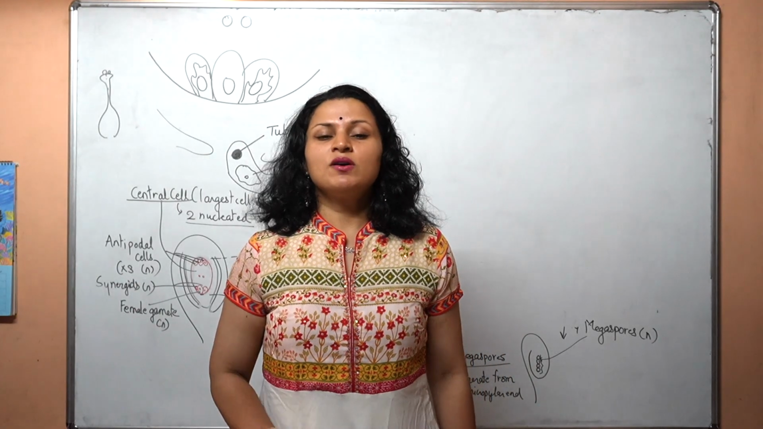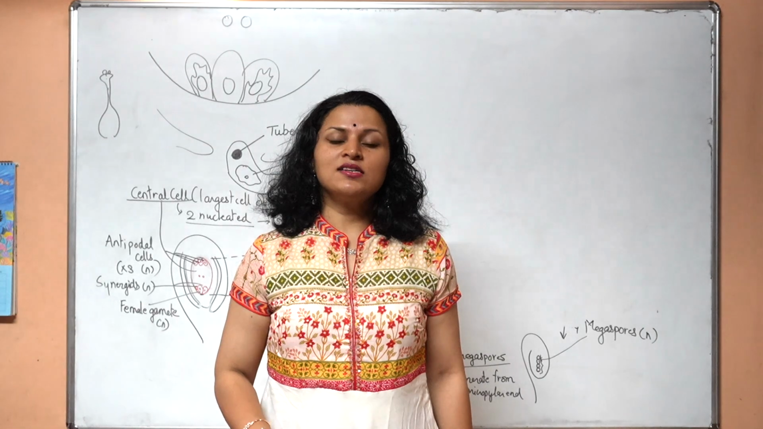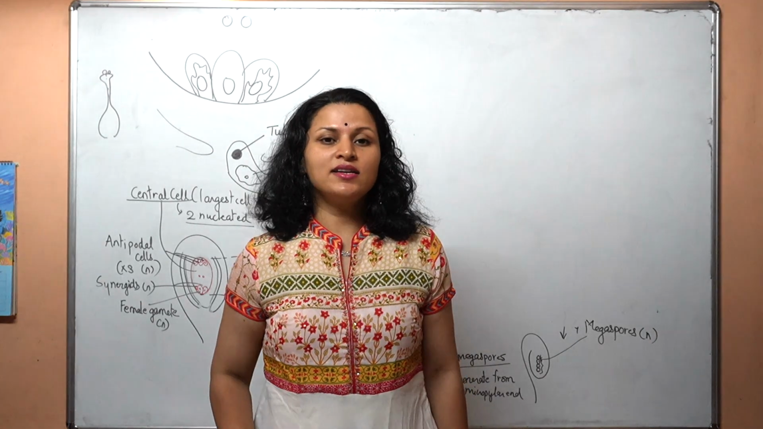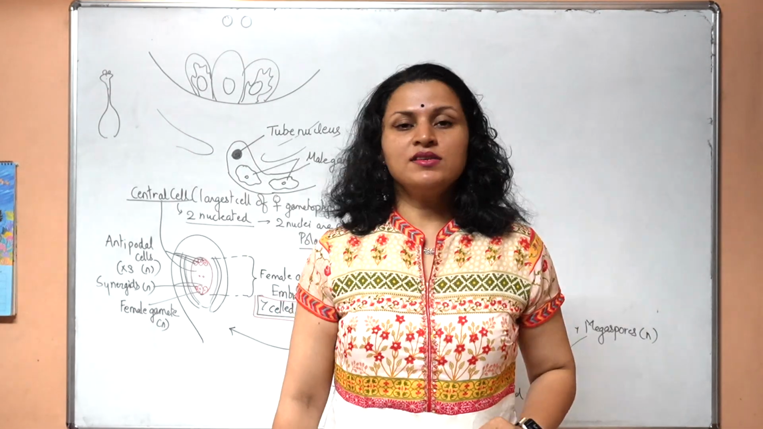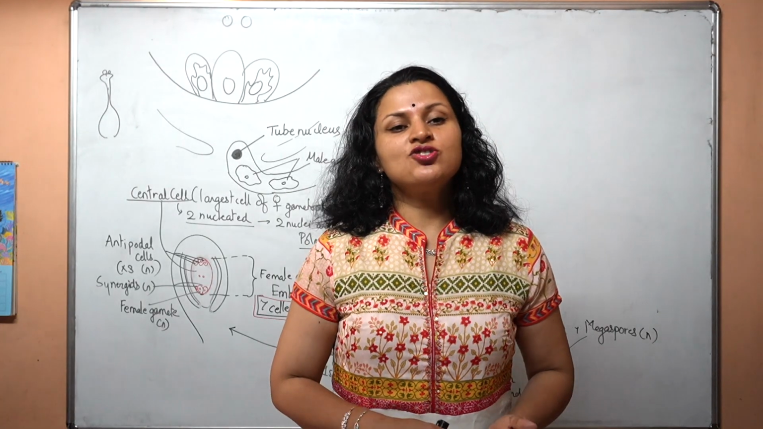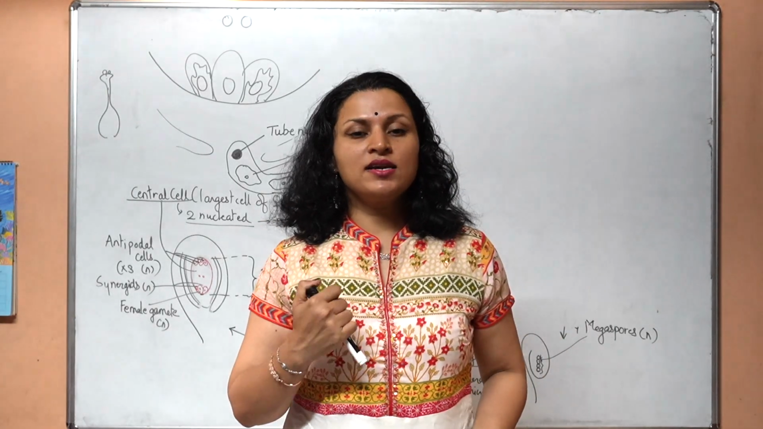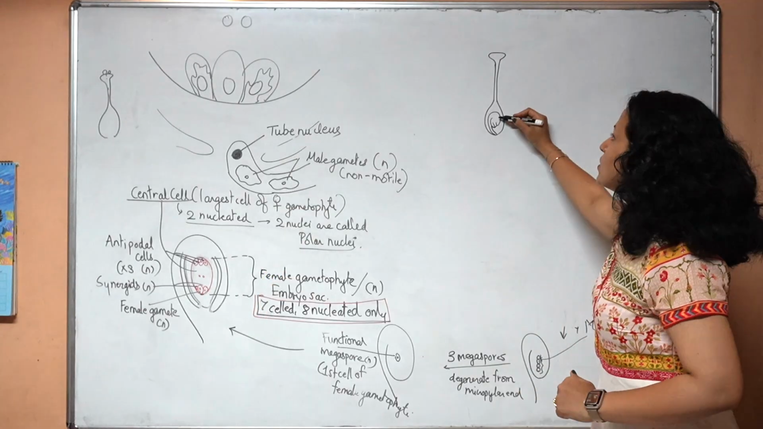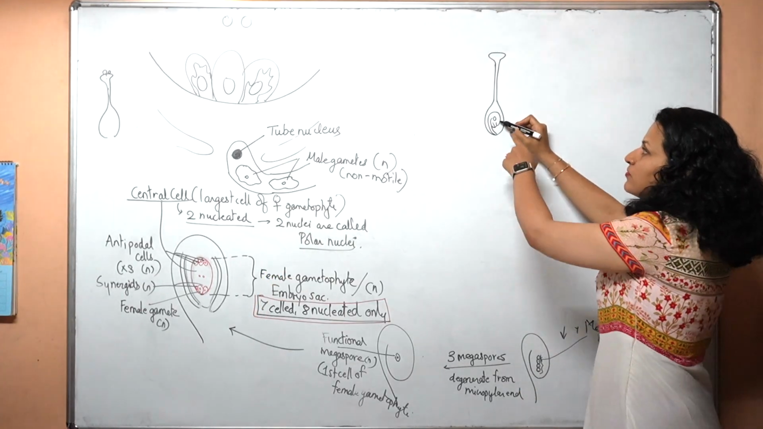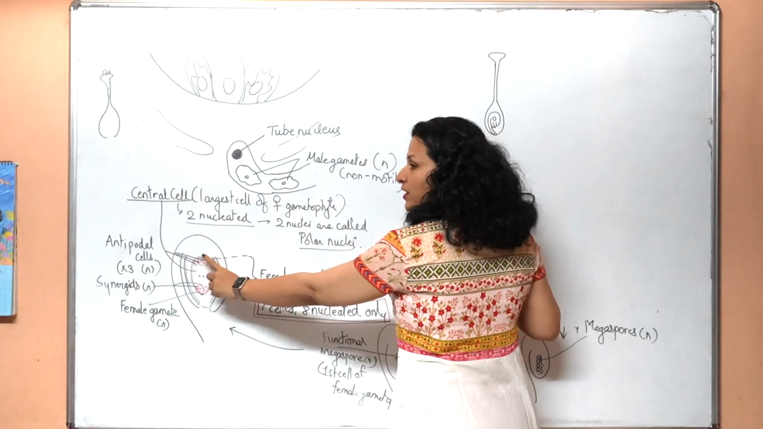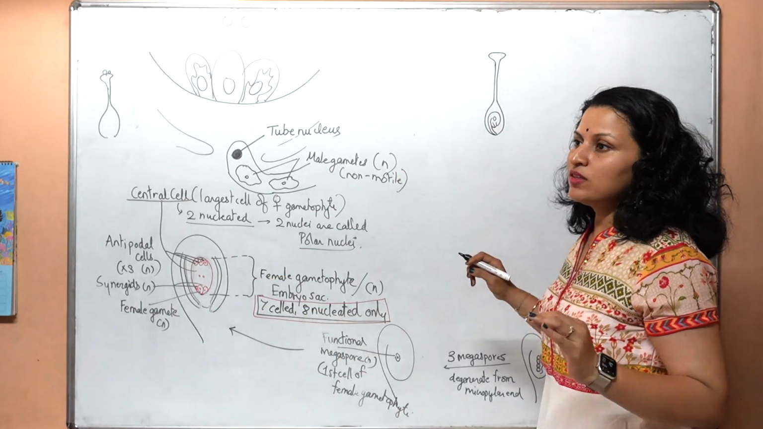In case of the angiosperms, I told you that the female gametophyte is 7-celled, 8-nucleated, and it is called an embryo sac. In this lecture, we will see the fertilization and the post-fertilization events that happen in angiosperms. This is the ovule, and inside it, the female gametophyte has matured. So the embryo sac is ready with the female gamete.